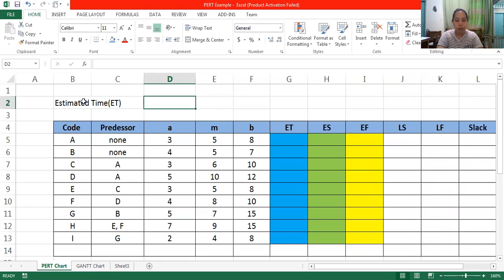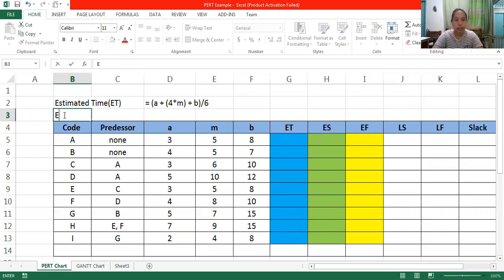So the formula for that, we have A plus 4 times M plus B, and we're going to divide this by 6. Okay. Then next is we have ES.